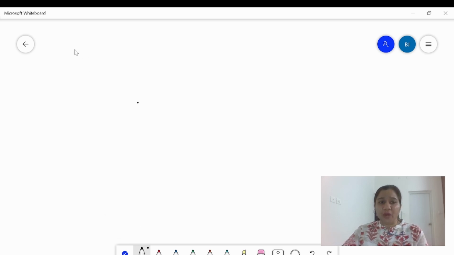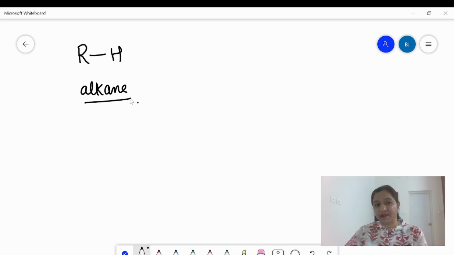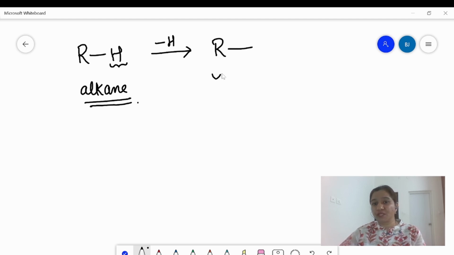Generally, we present an alkane as RH, where R represents the alkyl part. If I remove this hydrogen, what will be left behind? R with a free valency. That is how you should read it. From an alkane, the new group you get is called an alkyl group.